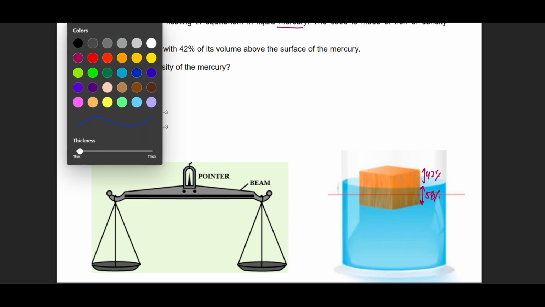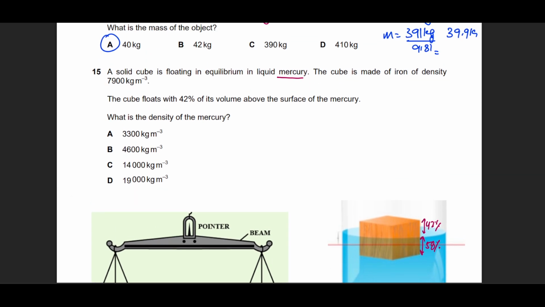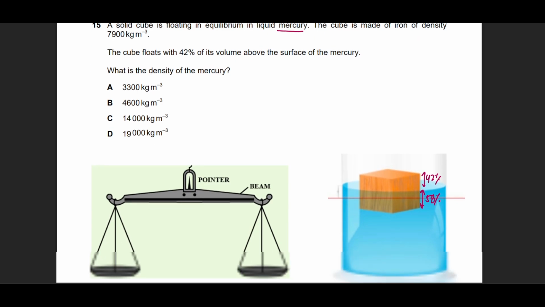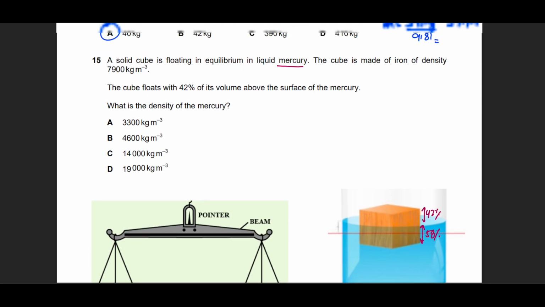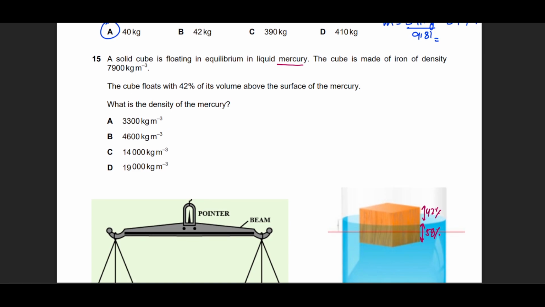One thing for sure, I can guarantee this before even starting the question, that the density of mercury will be greater than iron. Because if iron's density were greater than mercury, it would have sunk in the liquid, but it's not. That means the liquid's density is greater. So options A and B will be rejected. I will not even consider them because I know they are not going to be the answers.